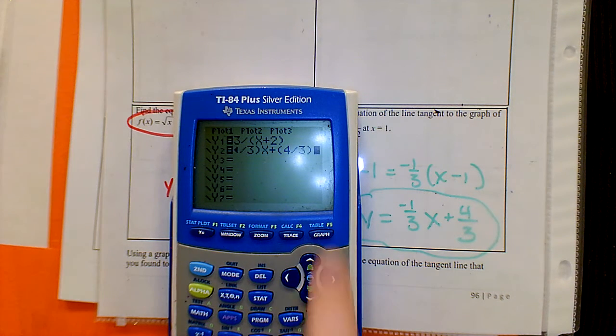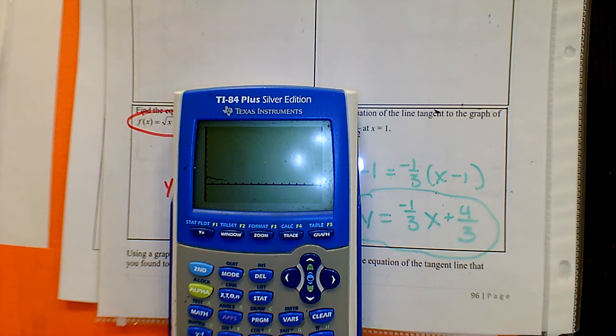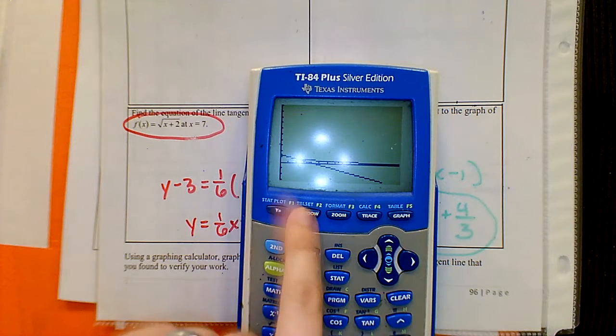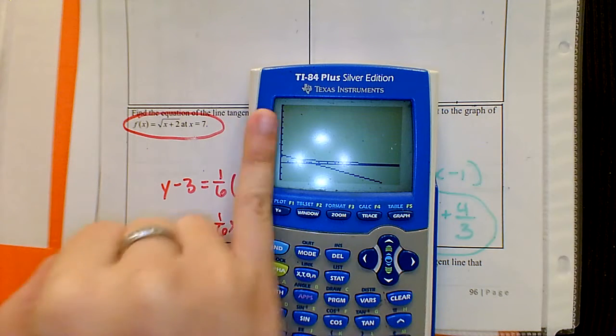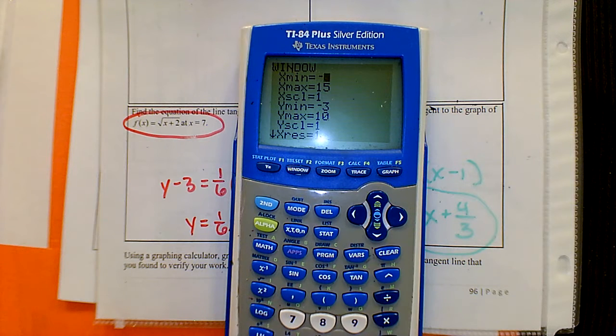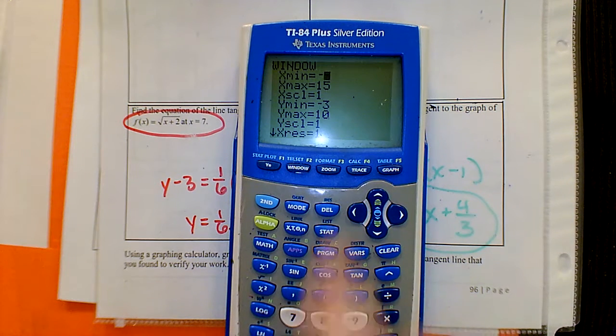Let's just go ahead and hit graph and see if that'll work for us now. We might have to change our window. Oh, that's a little better. Okay, so let's go ahead and check this out. Let's go a little bit more negative on the x-axis, so we'll do maybe negative 5, maybe even 10.